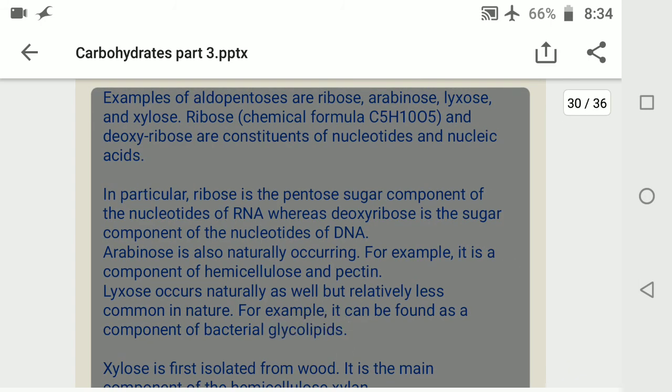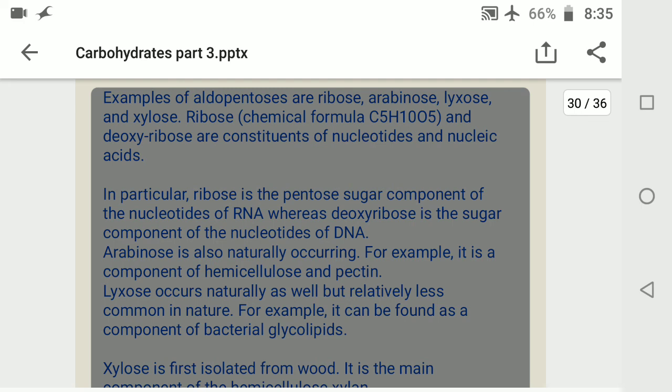Examples of aldopentoses are ribose, arabinose, lyxose and xylose. Ribose has the chemical formula C5H10O5, and ribose and deoxyribose are constituents of nucleic acids and nucleotides. In particular, ribose is the pentose sugar component of the nucleic acid RNA, whereas deoxyribose is the sugar component of the nucleotides of DNA.